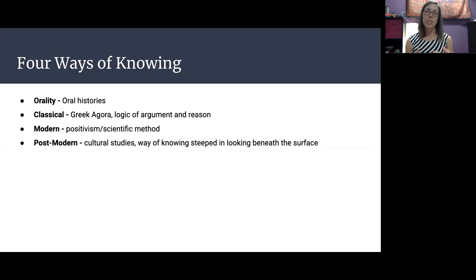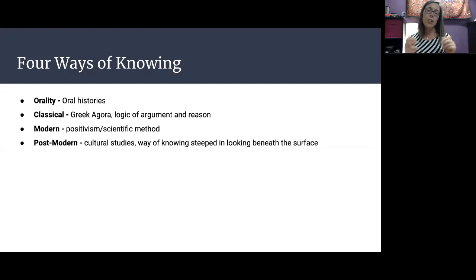The classical way of knowing is the history of rhetoric, logic, the logic of argument and reason. It's structured, so things have to flow out of each other. This comes to exist in the Greek agora, which is today the Greek marketplace, but was this central cultural space of knowledge sharing. If we're going to have democracy, we have to have a place where we can discuss our social issues, and things ought to be logical. You can't just say whatever, but you have to have a logical reason behind your argument. So that is one way of knowing: building a logical argument.